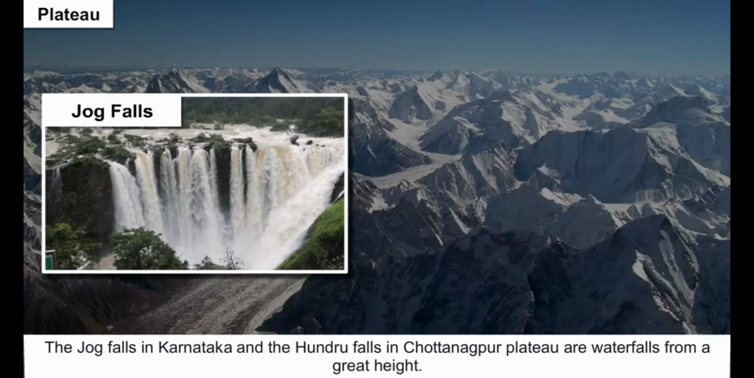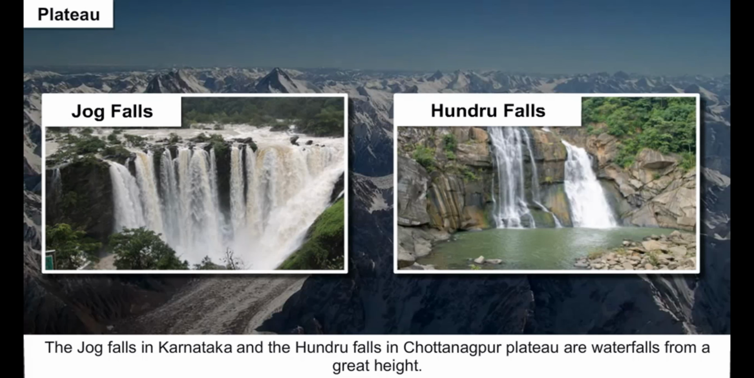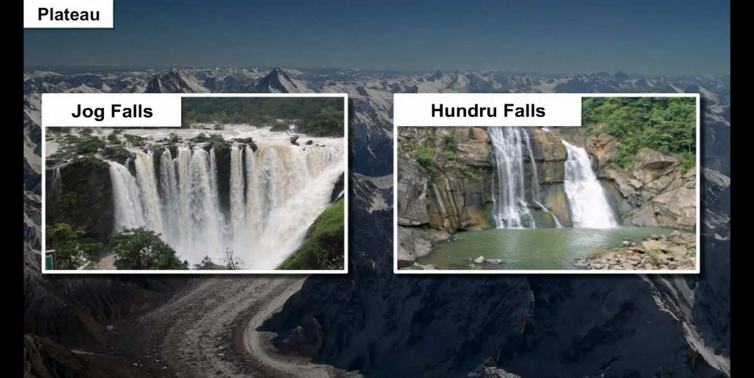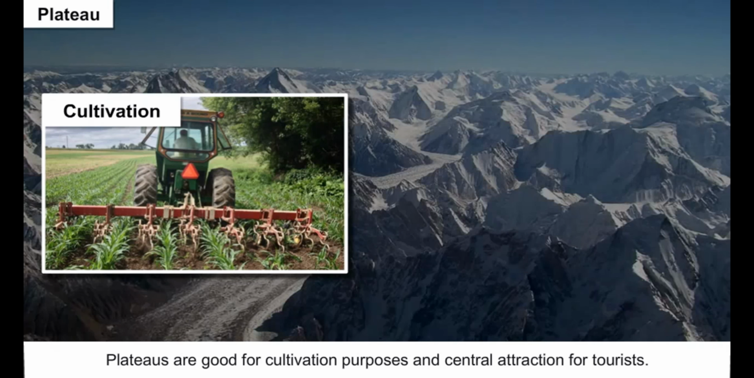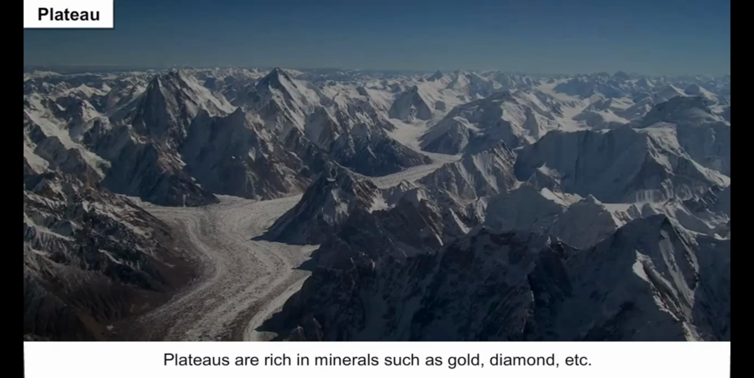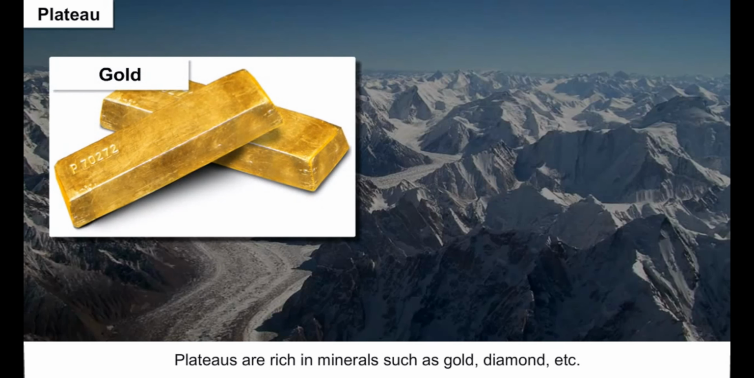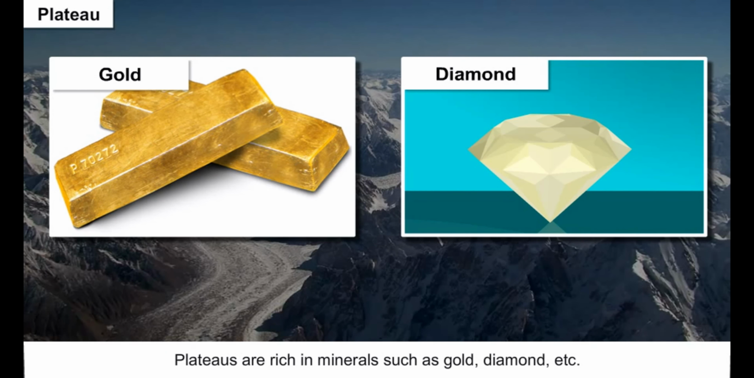The Jog Falls in Karnataka and the Hundru Falls in Chota Nagpur Plateau are waterfalls from a great height. Plateaus are good for cultivation purposes and central attraction for tourists. Plateaus are rich in minerals such as gold, diamond, etc.